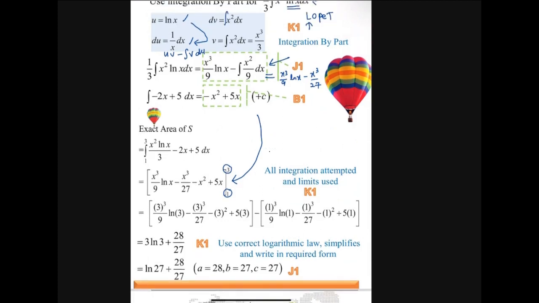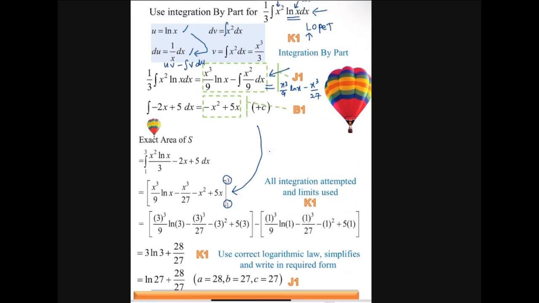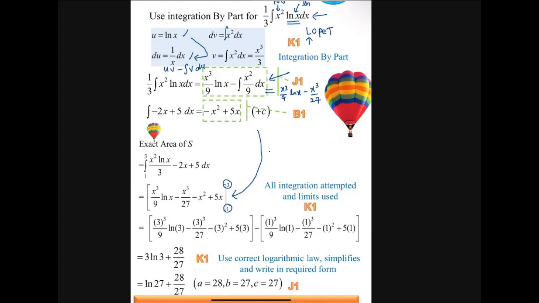So for this part, the trickiest part is you have to know that in order to integrate this, we have to use integration by parts. So we settle with question number 3.